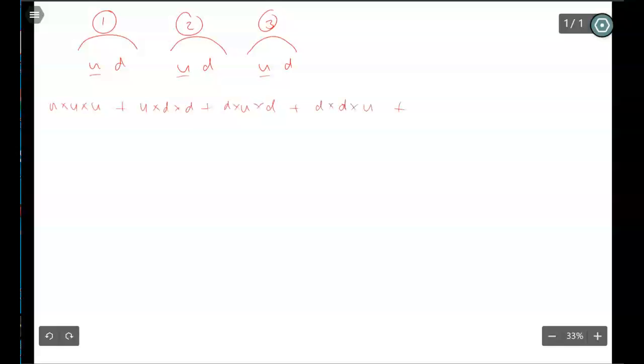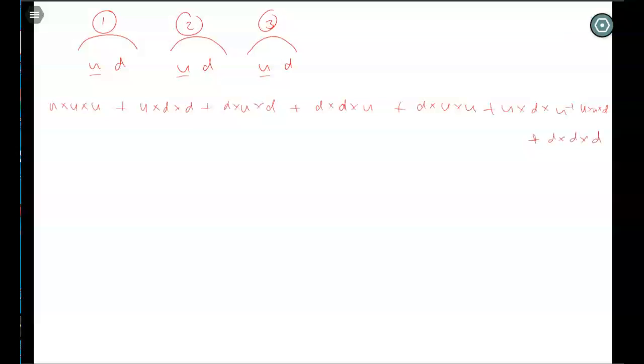Or they might throw d versus u versus u. And what do I mean by this? I mean the first person throws d, the second person throws u, and the third person throws u, right? Or they might throw u versus d versus u. Or they might throw u versus u versus d. The only combination I haven't written yet is if all of them throw d. That would be d versus d versus d.